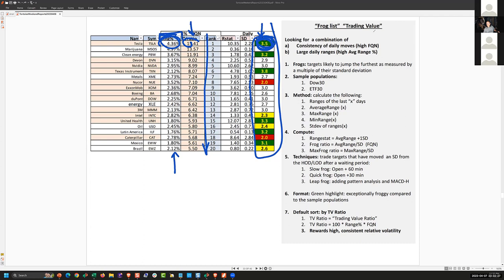So the single best trader, day in and day out, is Tesla, marijuana, clean energy, Devon, Nvidia, and so on. And that's what you see me doing most of my sniper trades of the day on.